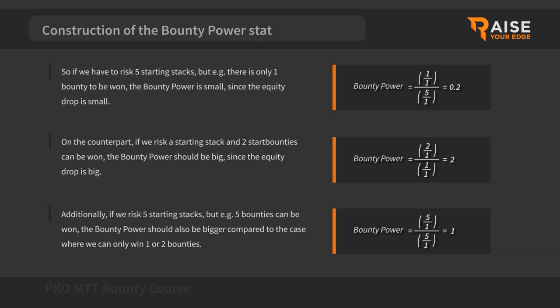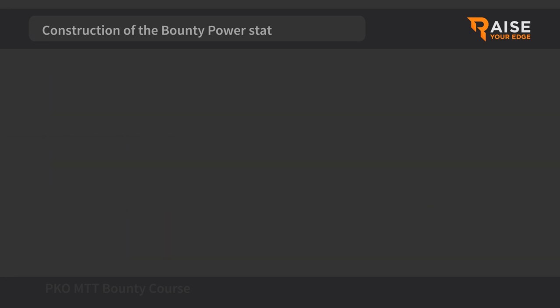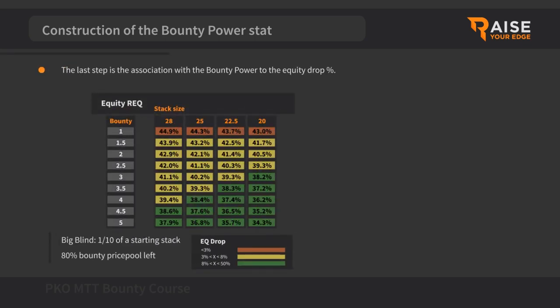So from the construction, this is very simple. We just take two relations, divide them by each other, and we get a number. Now we have to associate the number with the equity drop. And we again take the example with the big blind of the 1/10 of a starting stack, where 80% of the bounty price should be left. And again, you get the color coding with the connected equity drop.